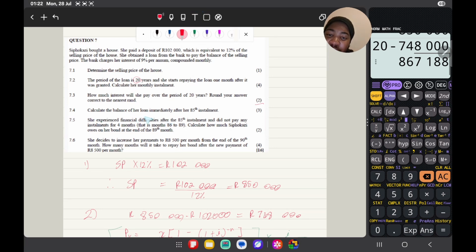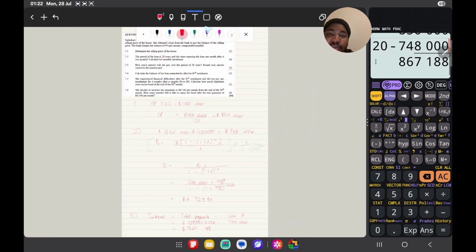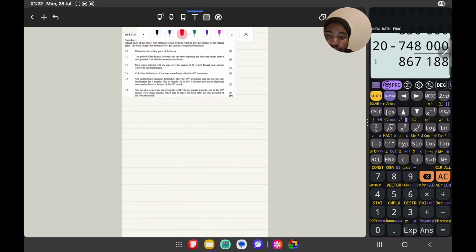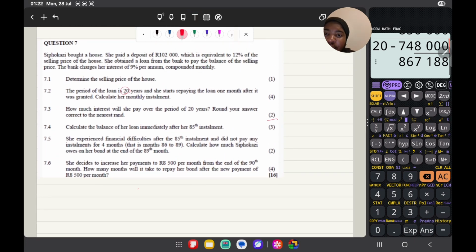Calculate the balance of her loan immediately after her 85th installment. Cool. Yeah, cool. So for this question, for us to calculate how much she still owes immediately after her 85th installment, there are many ways in which you can think about this one.